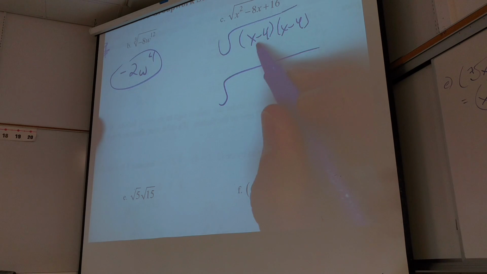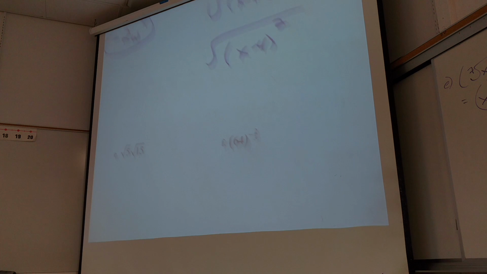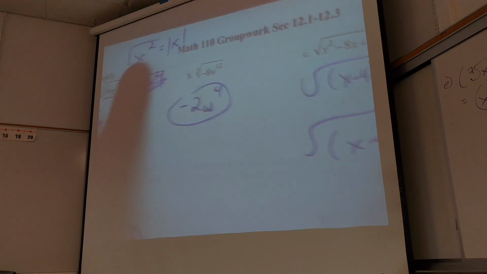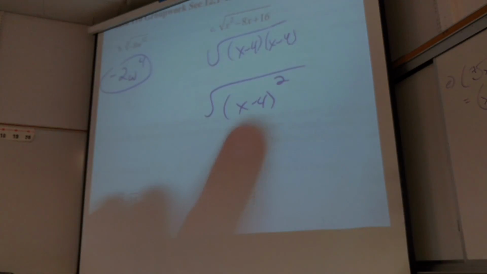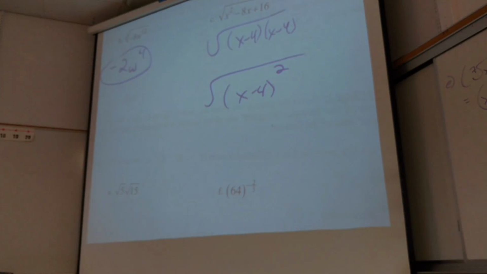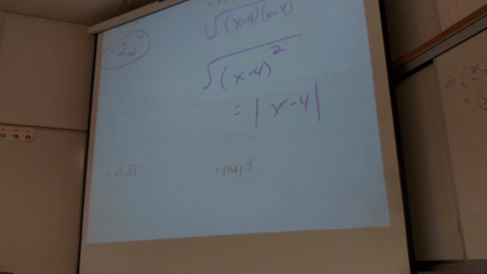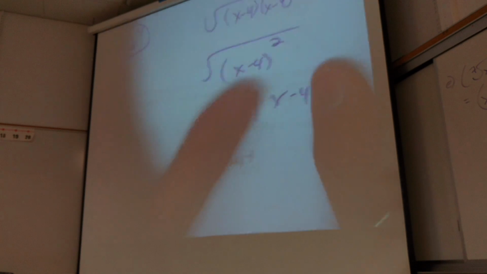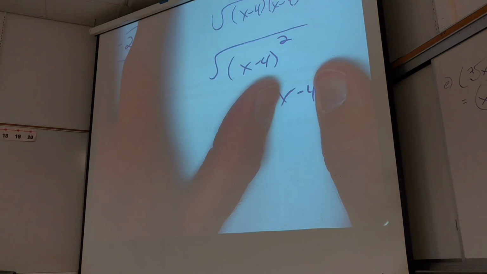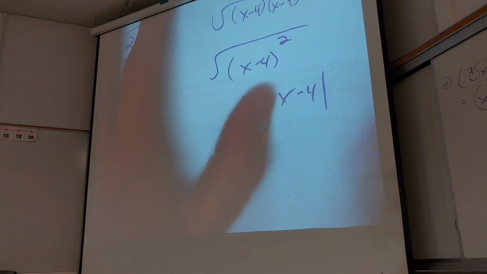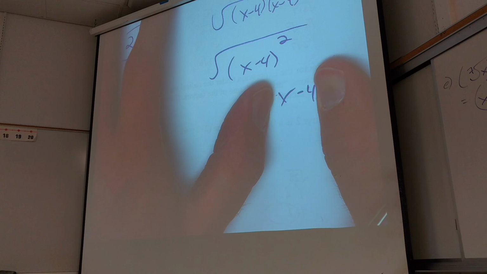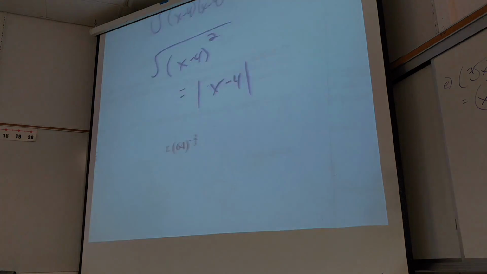And what's something times itself? That thing squared. Let me see if you guys get this. If the square root of x squared is the absolute value of x, the square root of that thing squared is? x minus 4, absolute value of that thing. If you don't put them there, you're saying that the answer could be negative, because what could x be? Anything it wants to be. So what if x is 0? You tell me the answer could be negative 4. That's impossible. A square root can't come out negative.